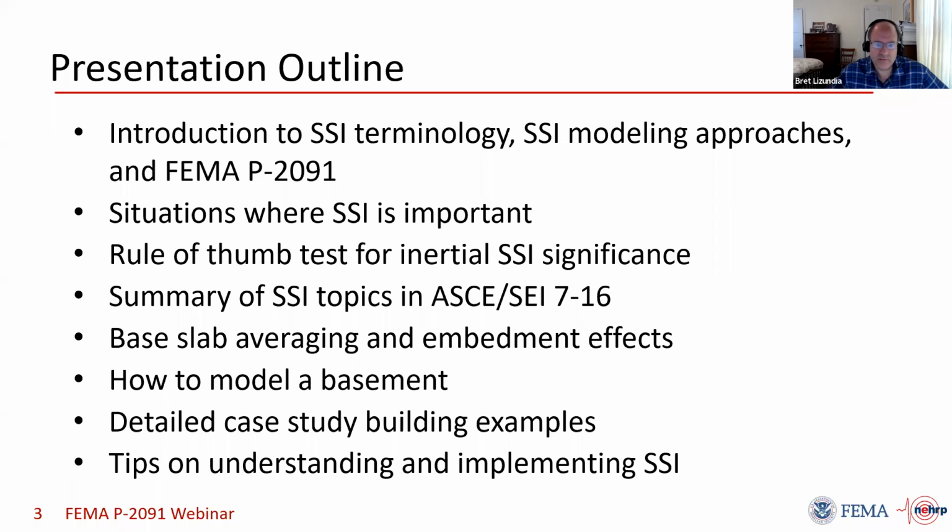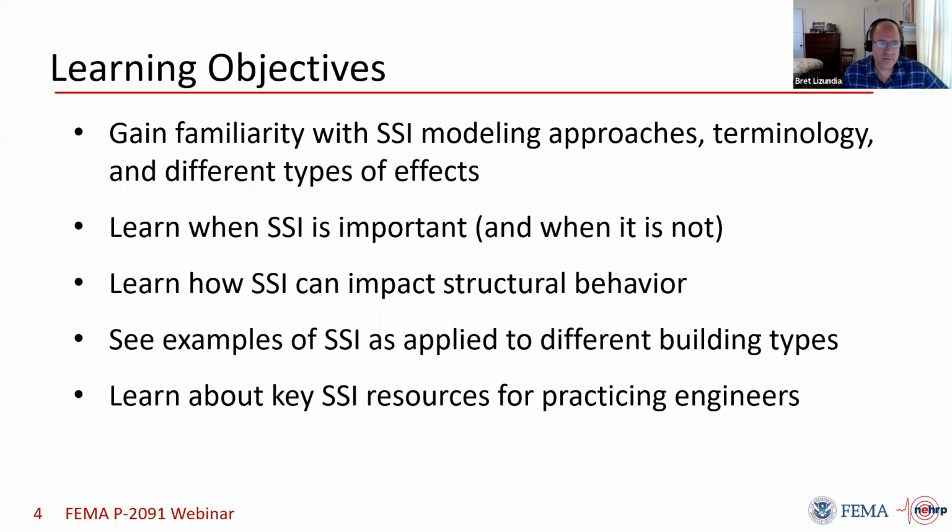There's a lot in them, and the guide itself has much more than we can cover today, but we'll give you a sense of what's there, and I'll wrap up with some tips on how to best understand SSI and implement it, just kind of things to walk away with, hopefully that stick with you.